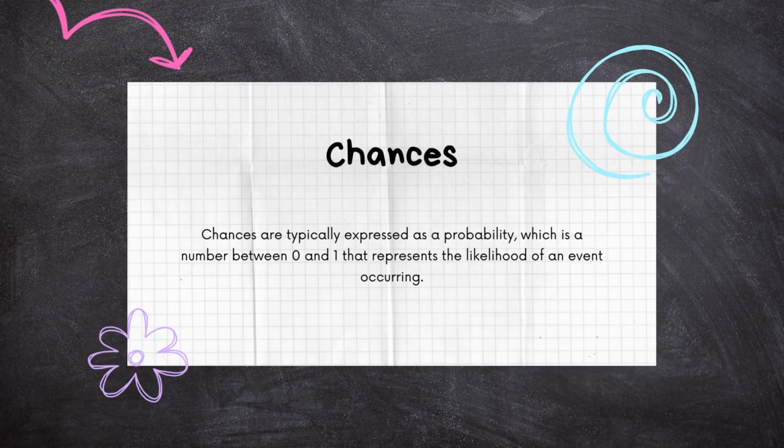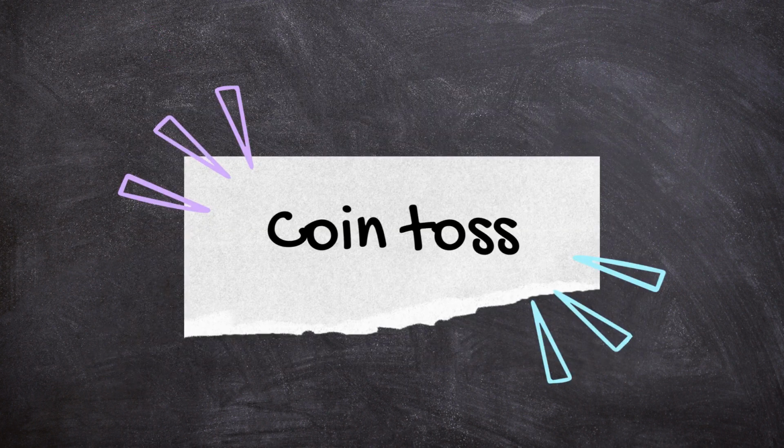So, for part 1, chances. Chances are typically expressed as a probability, which is a number between 0 and 1 that represents the likelihood of an event occurring. For example, if you toss a fair coin, the probability of getting heads is 0.5. Similarly, the probability of rolling a 3 on a fair die is 1/6, since there is only one favorable outcome out of 6 possible outcomes.